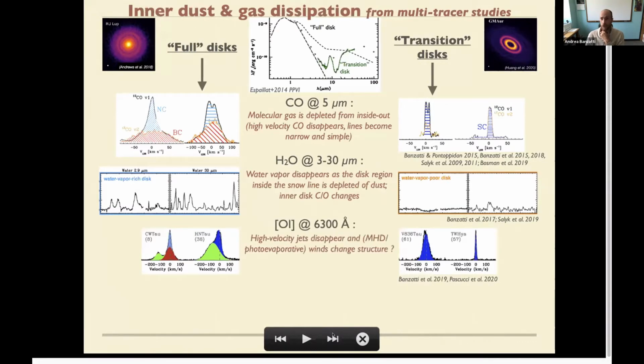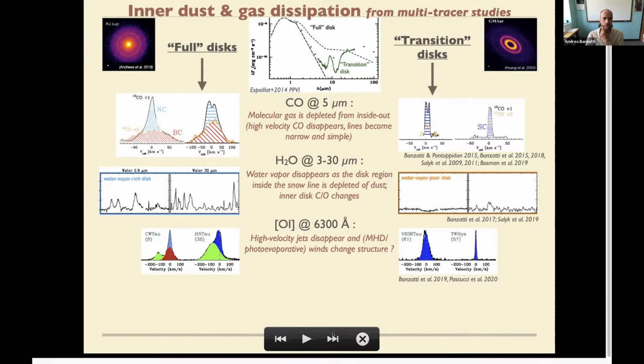Next. Another tracer, forbidden oxygen, that Lisa already mentioned. Recently, we have dived into distinguishing multiple velocity components. In green, you see the high velocity components associated to jets, fast gas at hundreds of kilometers per second, and low velocity components related to MHD and photoevaporative winds that are probably dispersed in the inner disk, as I will show in the next slide. Once again, transitional disks tell a much simpler story, with narrow lines and simpler structure that are possibly telling us of an evolution in the structure of winds.